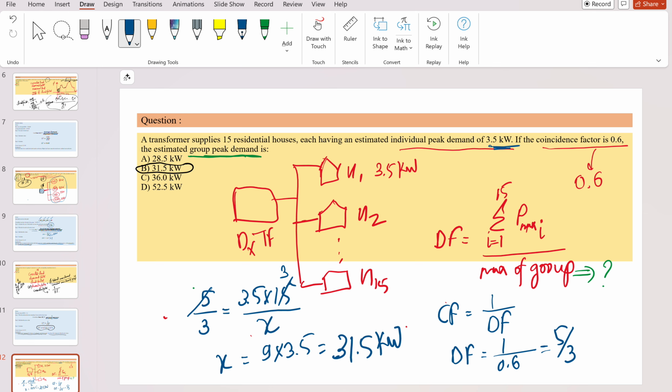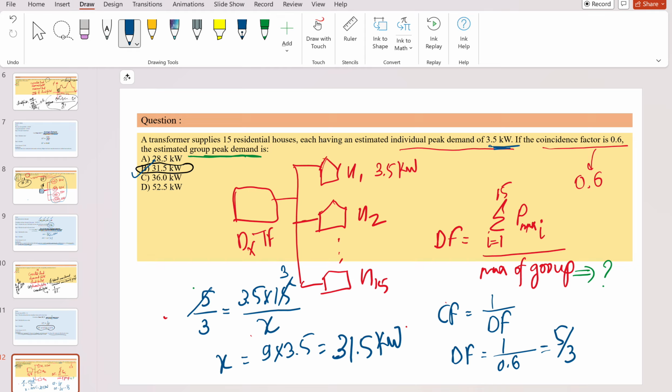Okay. So it is correct that option B is actually correct. Here you have to just understand what the maximum demand of a particular group is, what the estimated maximum demand of a particular set of houses will be. So here the 15 houses are there, and the individual peak demands are 3.5.